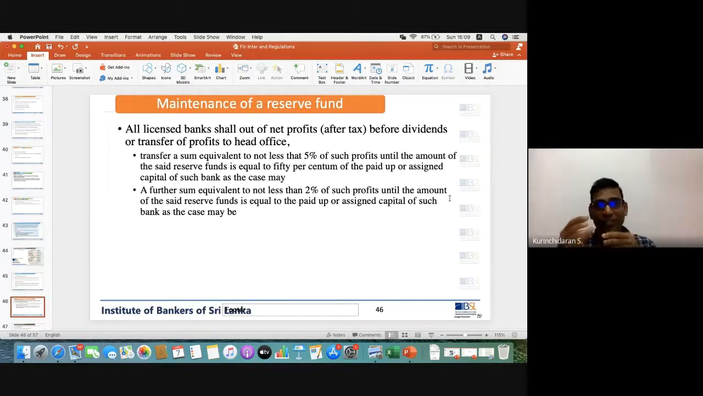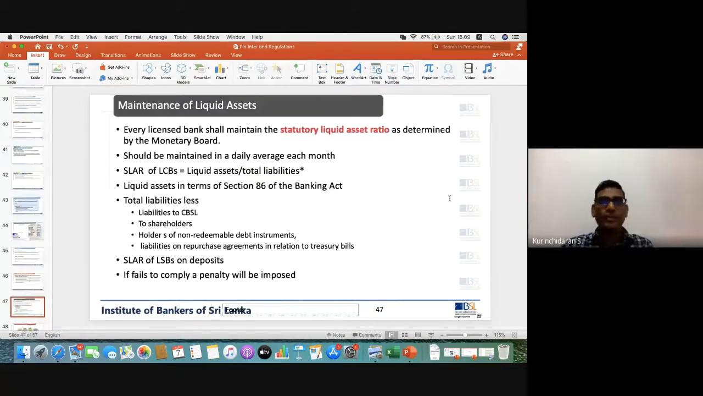Once the fund reaches 50% of the paid up capital, thereafter the bank should transfer 2% annually, at least, to reach 100% of the paid up capital. So the reserve fund should reach 100% of the paid up capital. Until such time, first you have to allocate 5% of the profit and then 2% of the profit. Clear? Yes. This is maintenance of a reserve fund.